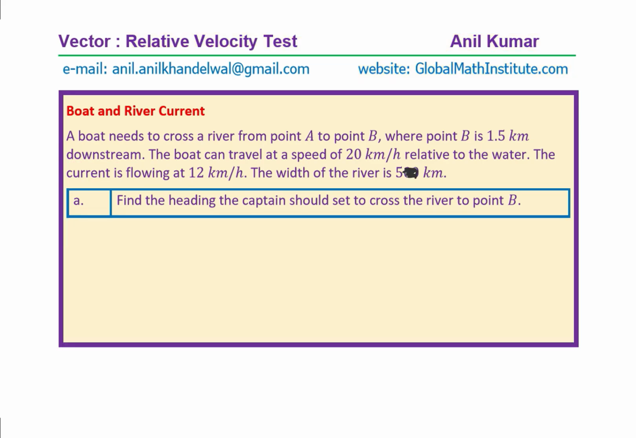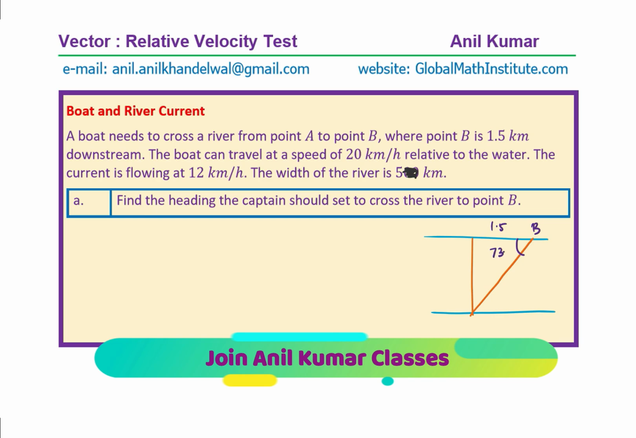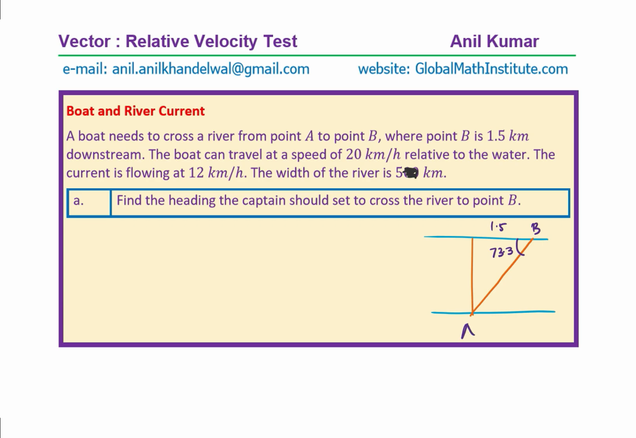So now we have the situation that the river is flowing. Point B is 1.5 kilometers downstream. The angle at B is 73.3 in the given situation from A. We need to now come from B to A, right? That is the idea.